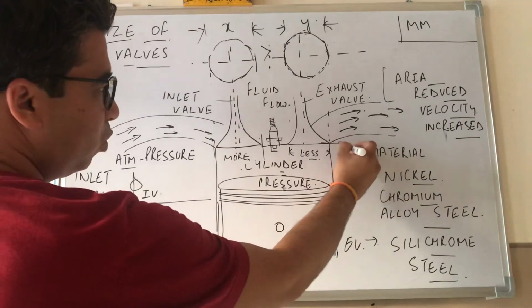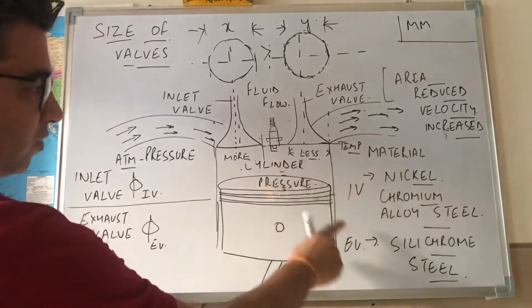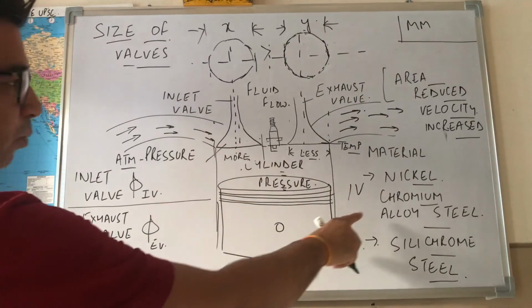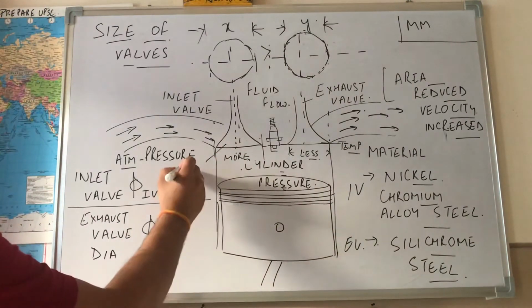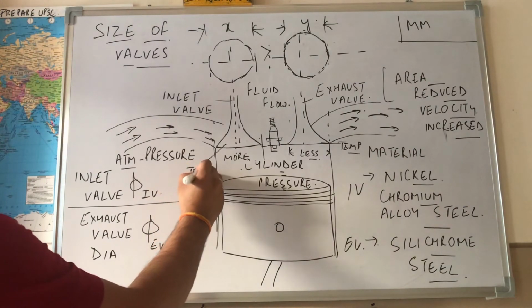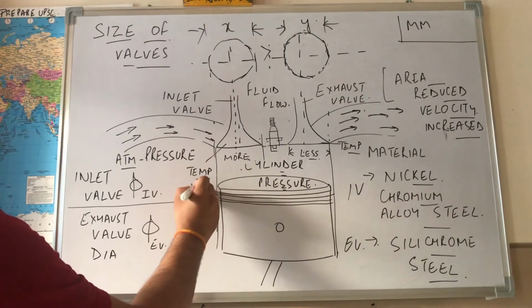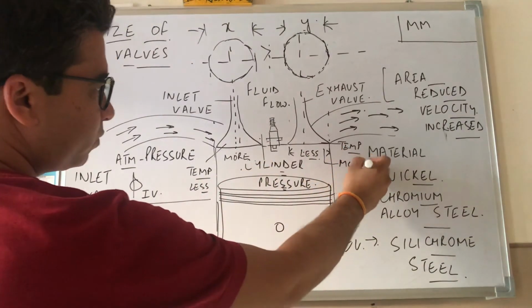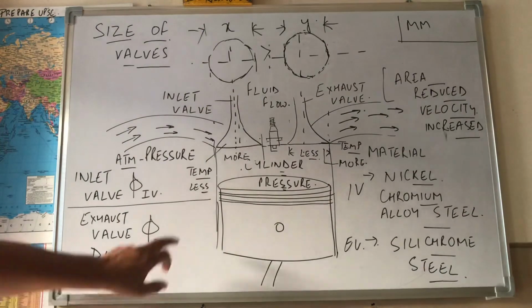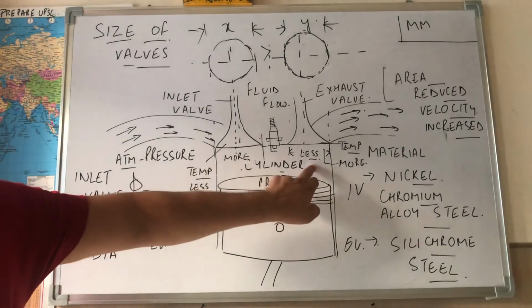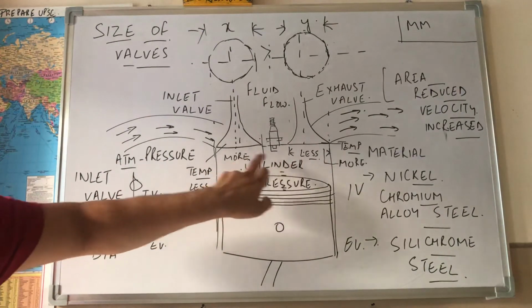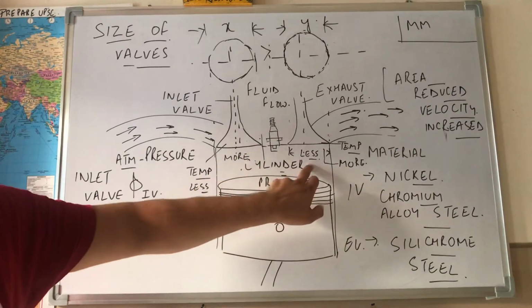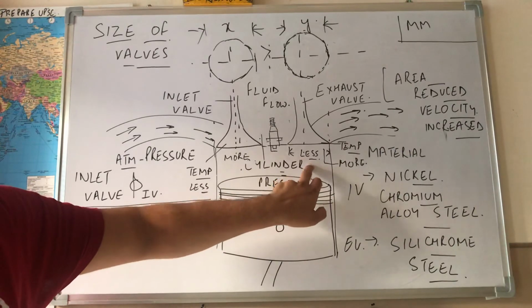This temperature is more. So this exhaust valve is made up of silicon chrome steel, whereas the inlet valve is made up of chromium alloy steel, nickel chromium alloy steel. So here the temperature is less and here the temperature is more. Students, always remember that for the inlet and the exhaust valve, the dimensions of the valves vary. The inlet dimension is more, whereas the exhaust dimension is less.